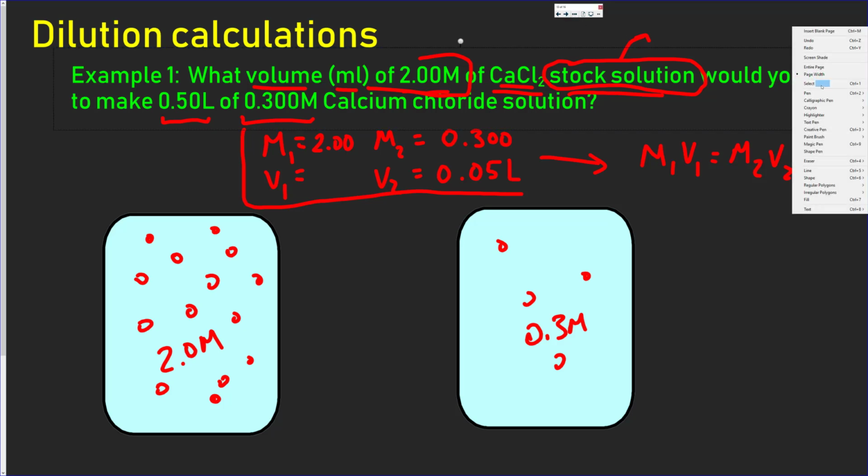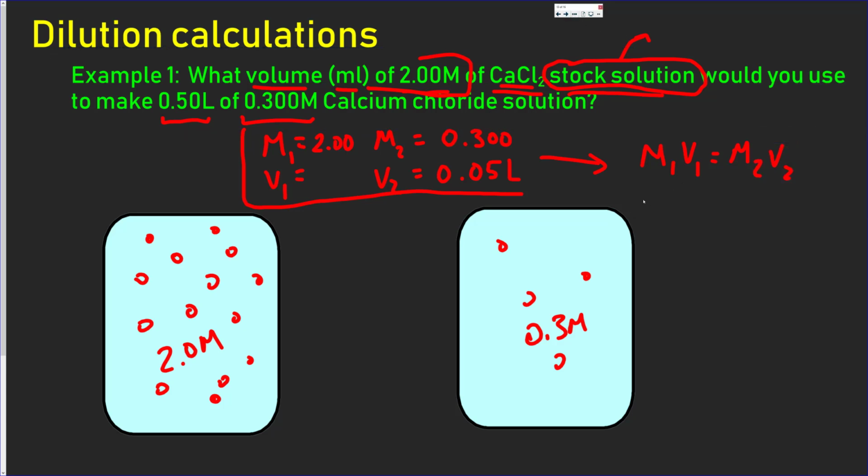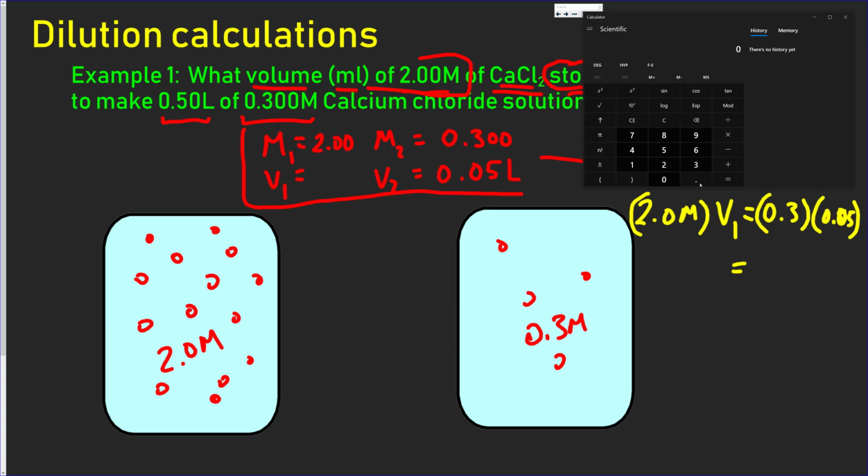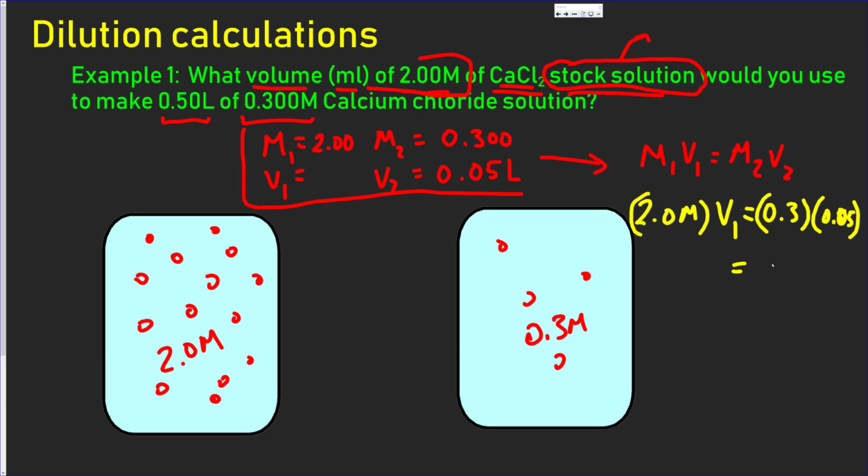I'm just going to change my color here. My M1 is 2.0 M times volume 1. This is my unknown, I'm just going to leave this as V1. This is equal to 0.3 M, I'm just going to put my bracket here, times 0.5. I'm going to bring up my calculator here. So this is going to be 0.3 times 0.5. This is going to give me 0.15 on this side. This is going to be 2.0 M times V1.